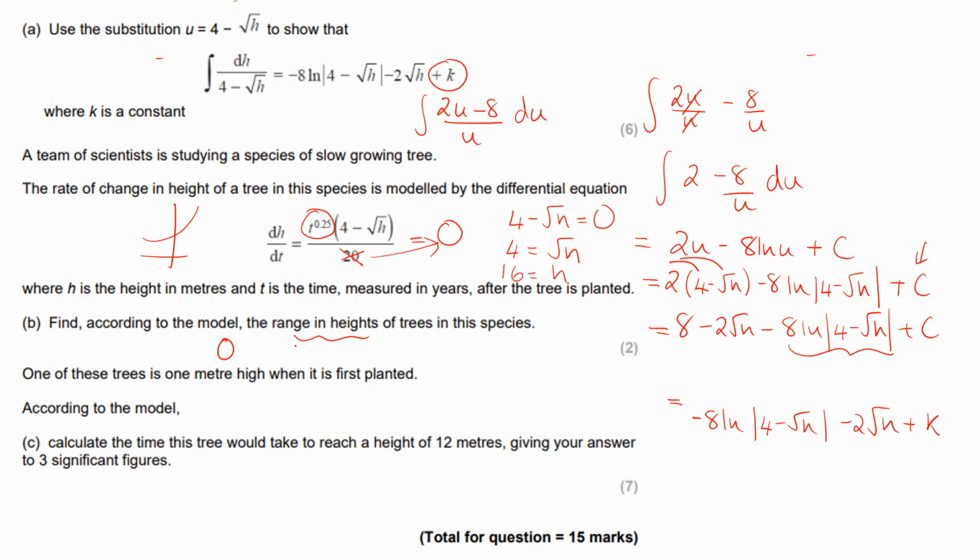So the range of the heights of the trees is going to be bigger than 0 and up to 16. Oh, okay, I see now. Everyone see that? Could we equal 16? Yeah, when h is equal to 16, dh by dt is going to equal 0. So 16 is going to be the maximum height of the tree.